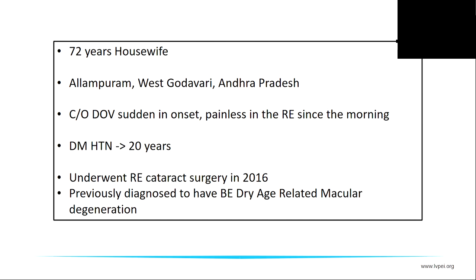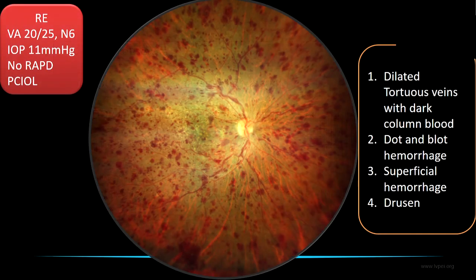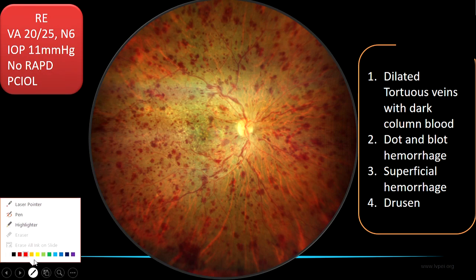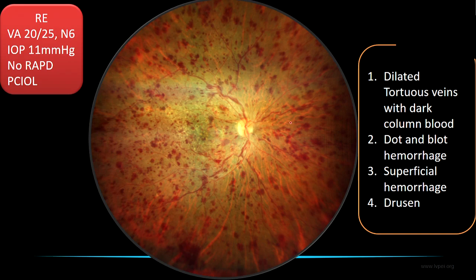Now it's a case of a 72-year-old housewife who presented to us with sudden onset diminution of vision since the same day morning. She was diabetic and hypertensive since past 20 years. The right eye, she had a visual acuity of 20 by 25 and she was pseudophakic. Now when we see the posterior segment of the eye, we can see that there are dilated tortuous veins with dark column of blood. What is more visible over here is the presence of dot and blot hemorrhages all over the fundus.